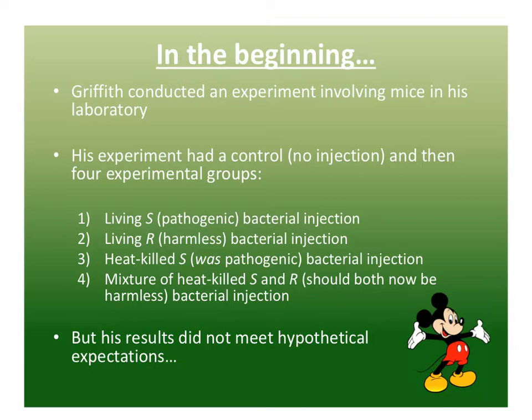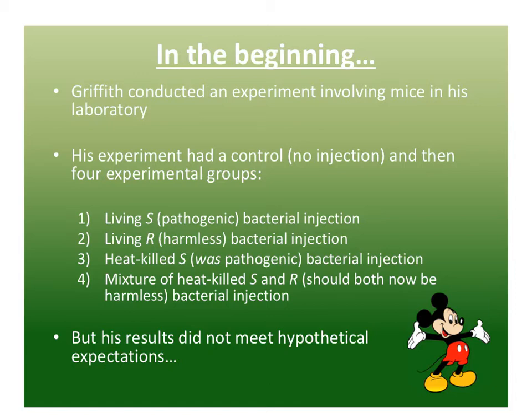Now, Griffith used laboratory mice to test whether or not a bacterium was pathogenic or not. So in the case of Strep pneumoniae, he set up an experiment where he had a control set of mice where he did not inject them with anything, and obviously he would just observe these for their normal behavior. And then he had 4 other experimental groups.